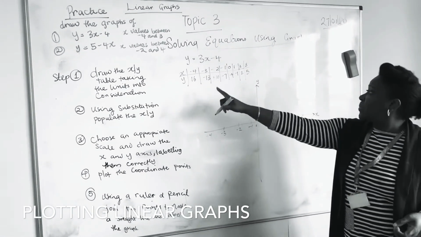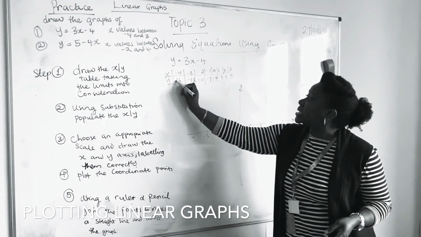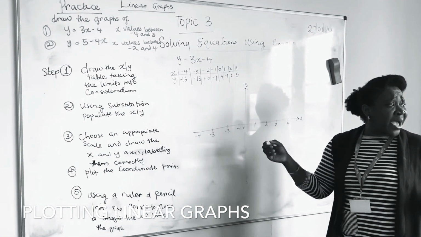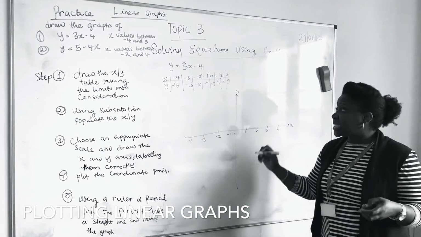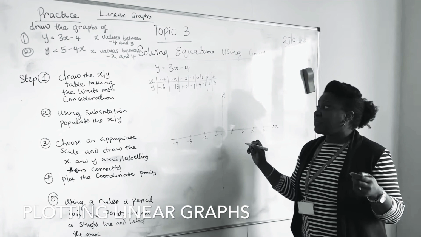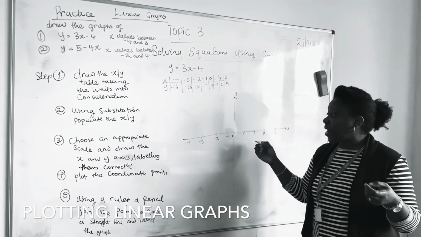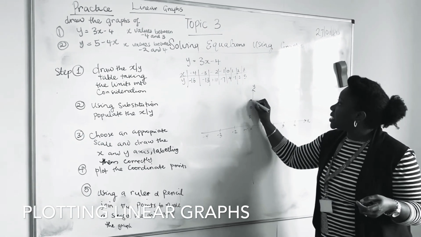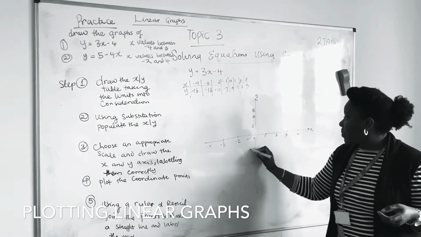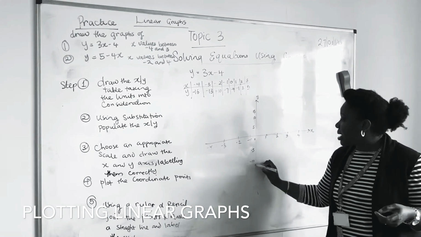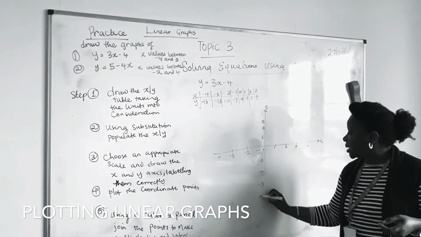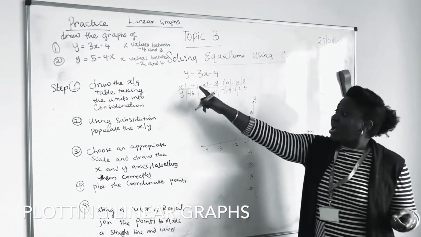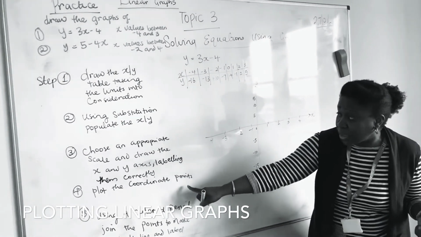Also, the y is going from minus 16 to positive 5. So I probably want to go up in 2s, or go up in 5s, or go up in 1s. However, in this case, let me go up in 2s or in 5s. So I'm going to go 5, 10, 15. And I'm going to go minus 5, minus 10, minus 15, and minus 20, because I got minus 16 there.